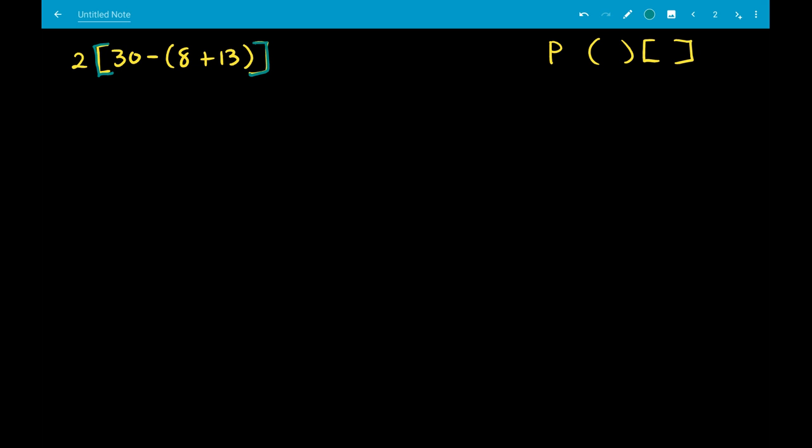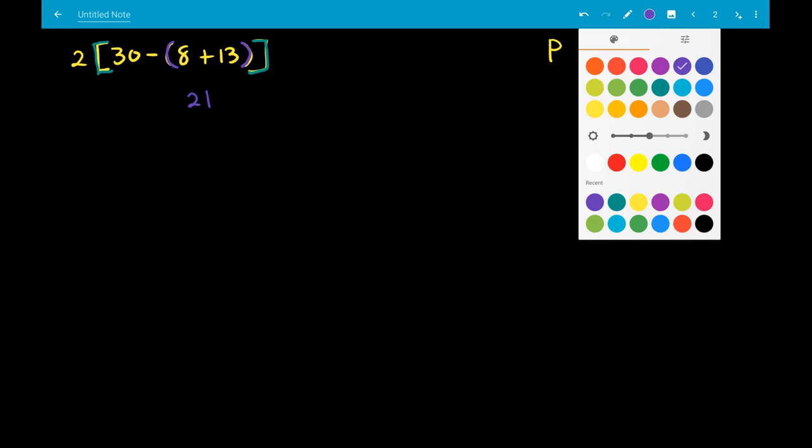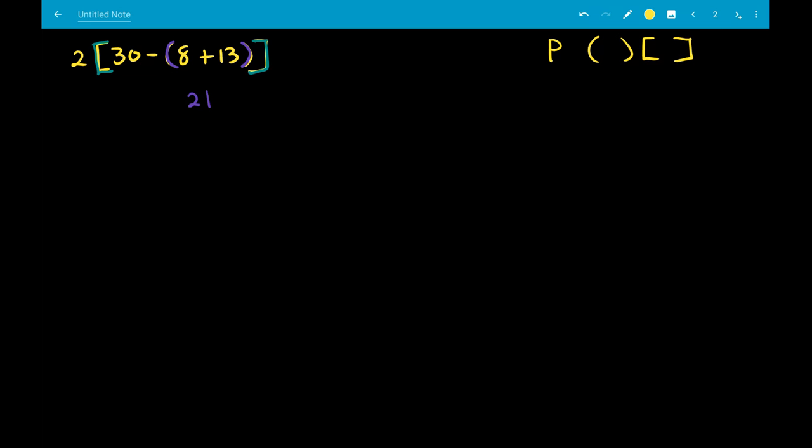So I look inside of the brackets and ask myself, according to order of operations, what do I need to do first? And that will be our parentheses. So now I'm looking at these parentheses, and that's what I need to solve first. So I need to add within these parentheses. So 8 plus 13 is 21. And I now have 30 minus 21. So that's in your brackets times 2.